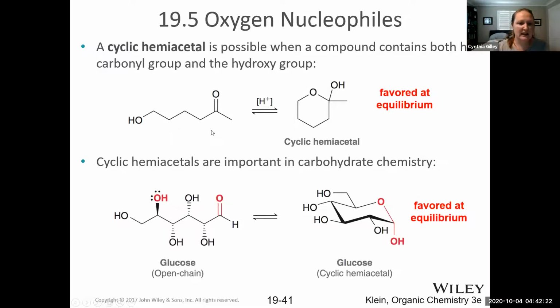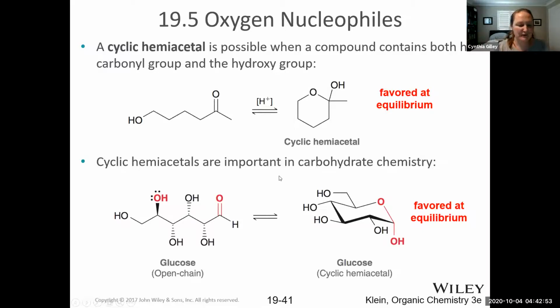To generate a hemiacetal, what we need is a cyclic hemiacetal. To be specific, we need a carbonyl, and we need an alcohol that's actually within the same molecule as the carbonyl. That will allow us to form a cyclic hemiacetal. Because there is no second alcohol, right? There's only one. So we stop at the hemiacetal. We don't go on to an acetal product.